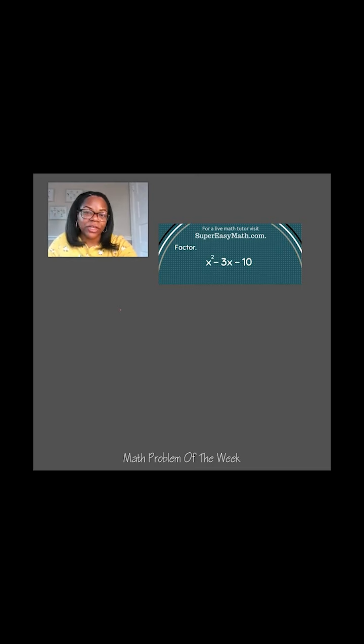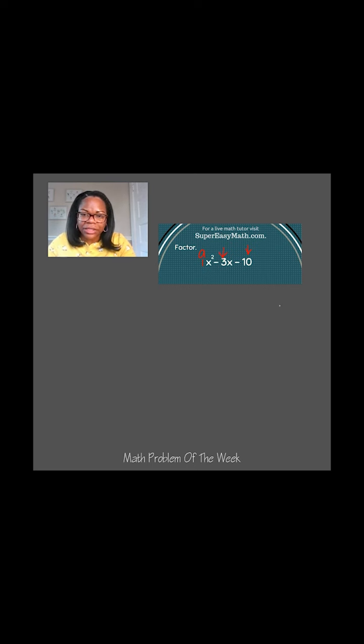Today's math problem of the week says factor x squared minus 3x minus 10. Well, when you're factoring a trinomial and your a value, or the coefficient to your first term, is 1, you want to remember a few things to help yourself get through it. You're going to find the factors of your c value, which in this case is negative 10, that when added together or subtracted together, however you want to think of it, will equal your b value. In this case, that would be minus 3.